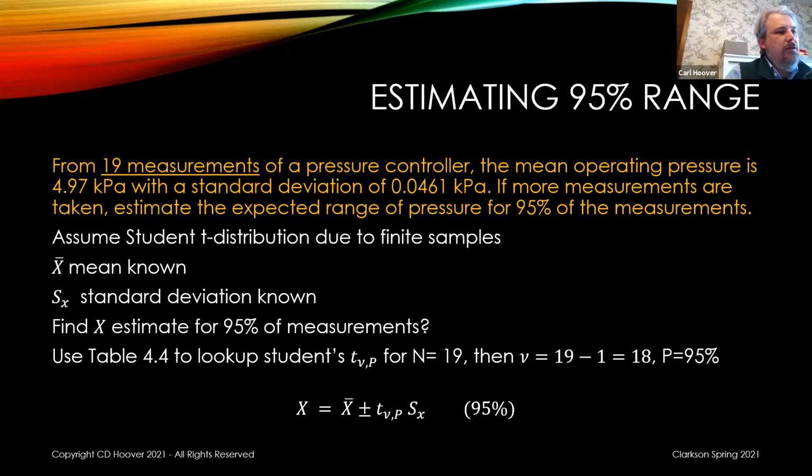And so, yeah, 2.101 is our t, and then we multiply that times our standard deviation 0.0461, and then our mean plus or minus t times standard deviation. That gives us 4.97 plus or minus 0.097 with 95% probability. So that's our range, 4.97 plus or minus 0.097 kilopascals.